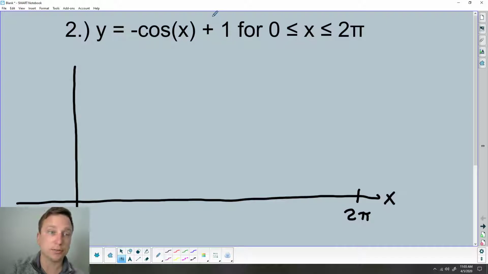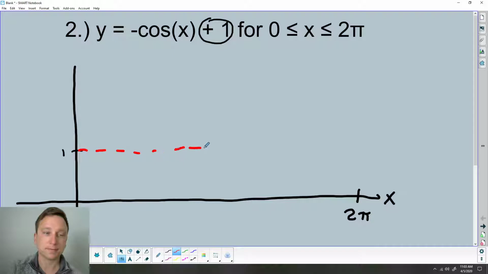Starting with the cosine function, we know this plus 1 is a vertical translation 1 unit up. So that's going to shift our principal axis 1 unit up. So right here, 1. Let's plot our principal axis in red. So that's our principal axis. It's going to oscillate through this as it goes through rotations, but we know where it is at all times now.